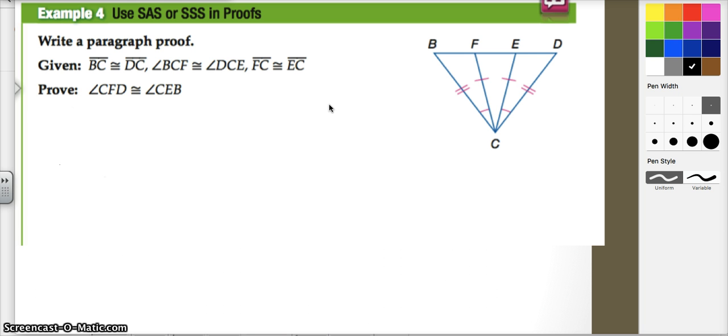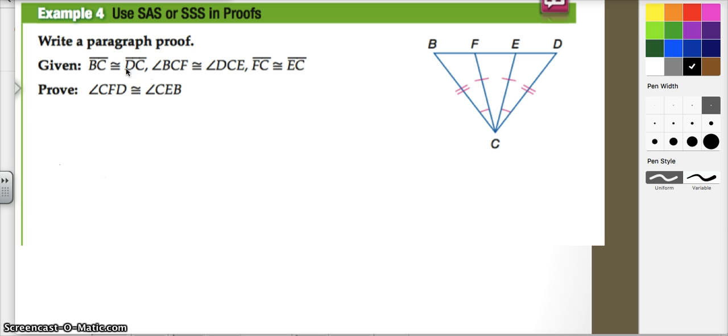I am looking at a way, and you might find a different way to do proofs. The more practice and the more expertise we get in writing proofs, you'll be able to find alternate paths for solving. So if you find one, please let me know. But what I'm looking at here is SAS. So let's talk about what we got.